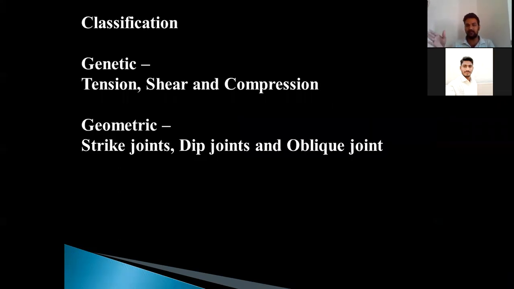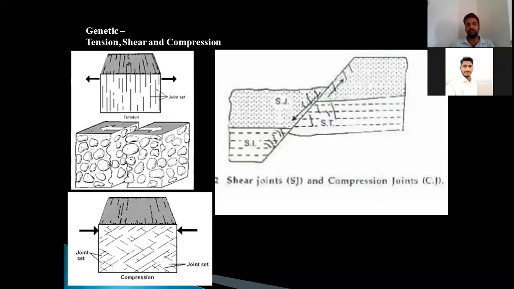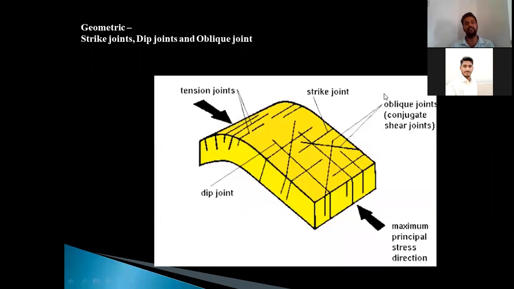Classification, it can be classified into genetic and geometric. In genetic, you can see the tensional, shear, and compressional joints, where the tensional force, compressional force, and shear force are responsible, respectively. Then we can see the geometric classification, where we have seen the strike joint, dip joint, and oblique joint. Geometric classifications are done with respect to the relationship with the bed. So if it is parallel to the strike, it is called a strike joint. If the fracture is parallel to the dip, it is a dip joint, and if it is neither parallel to strike nor dip, then it can be termed an oblique joint.